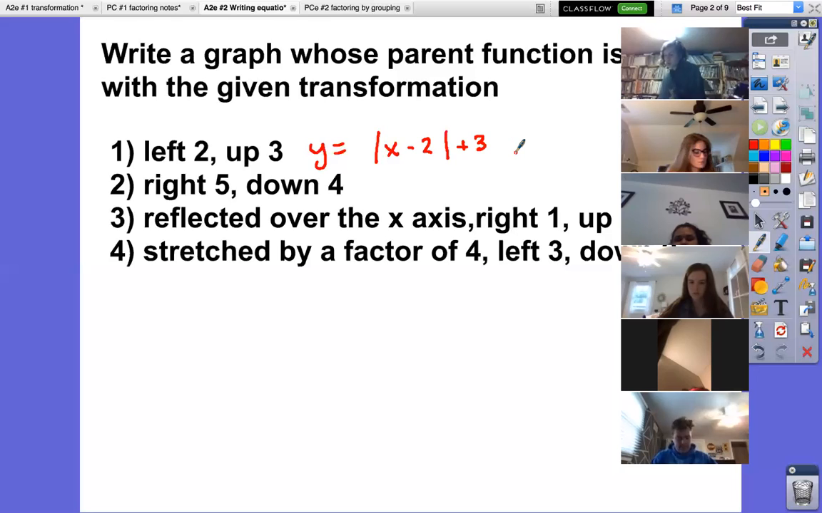Does anybody think that or have something different? Did anybody else write anything different? It's actually plus 2. Why is it plus 2? You're trying to go to the left, and you have to do the opposite. Exactly. So it actually has to be the opposite. So just a reminder, and this is just touching on what we did yesterday, it's always going to be the opposite of what's happening to x.